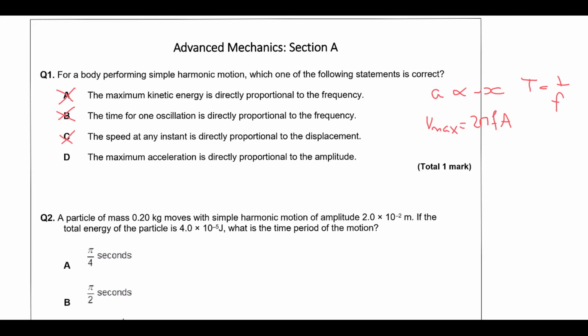The maximum acceleration is directly proportional to the amplitude. So there's another equation in your formula sheet. Amax is minus 2 pi f squared a. So yes, that's correct. So it would be D there.